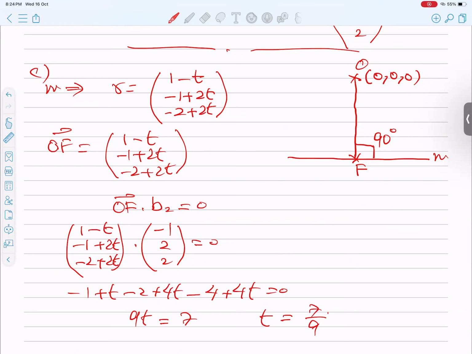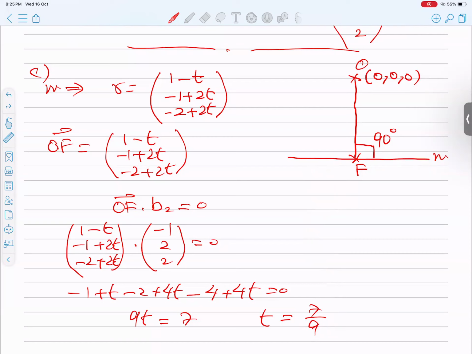Now it means that the t value at this particular point is 7 by 9. I repeat, maybe the t value is different here, different here, and different here, but at this particular point, the t value we get is 7 by 9. I believe this point is very, very clear. And now we can complete it.